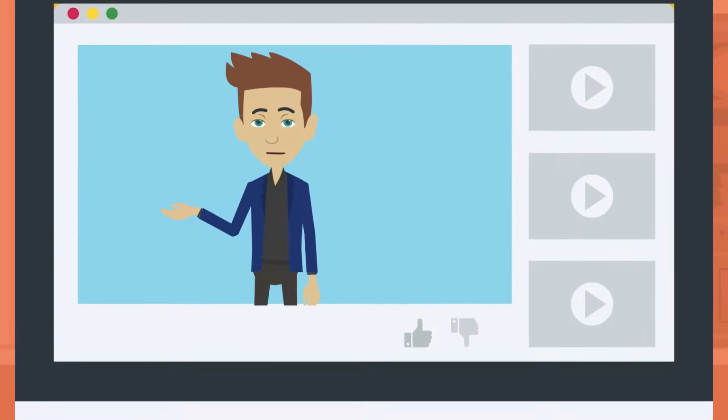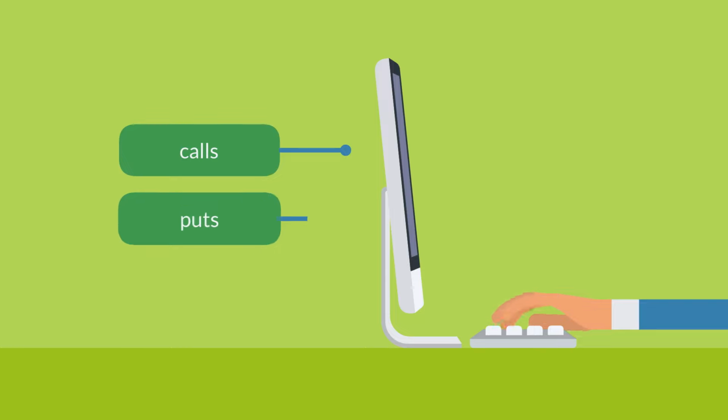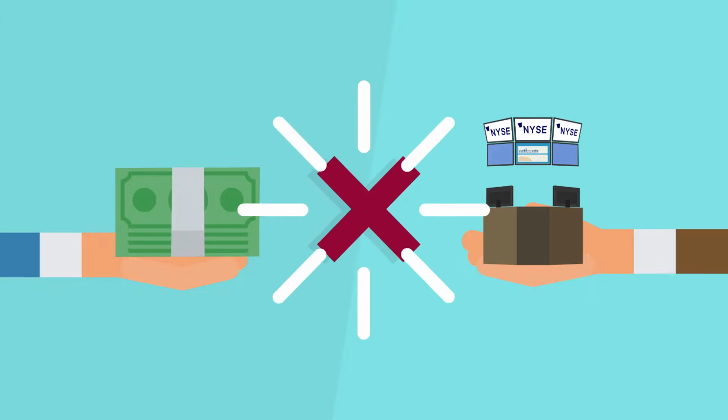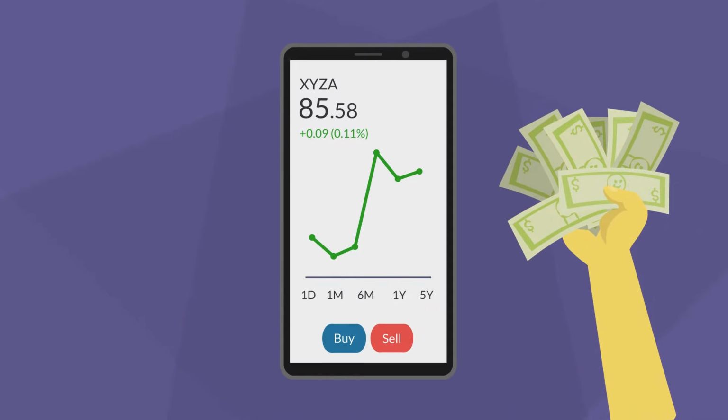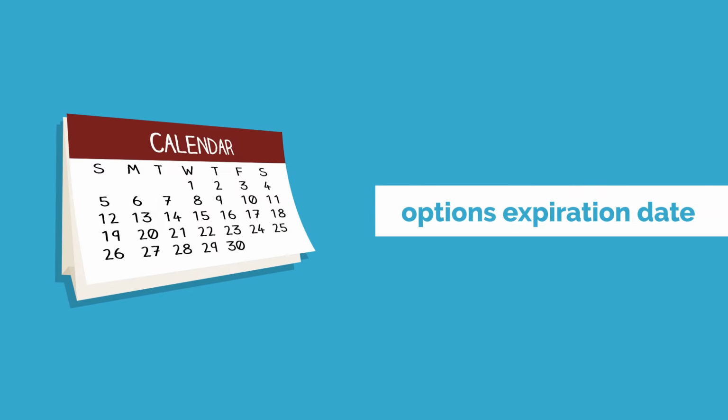Let's begin. There are two types of options, calls and puts. A call option gives the option holder the right, but not the obligation, to buy shares of stock at an agreed upon price on or before a particular date. A put option gives the option holder the right to sell shares of stock at an agreed upon price on or before a particular date. The agreed upon price is what we refer to as the strike price, and the date is what we refer to as the option's expiration date.